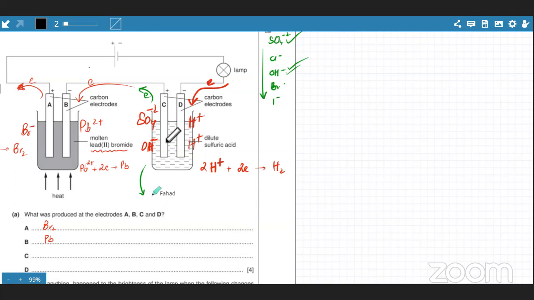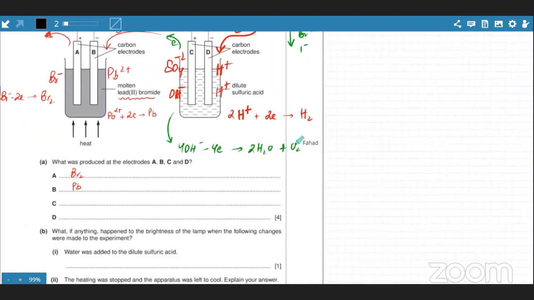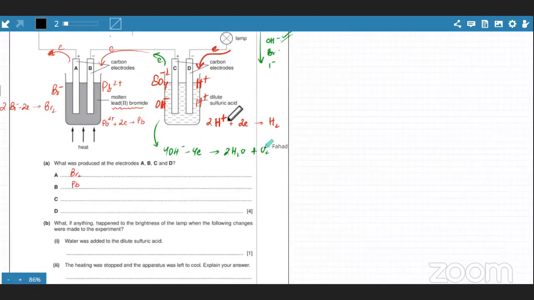And the equation for OH minus 1 has to be remembered as well, because when OH minus 1 loses electrons, it decomposes. It ends up losing 4 electrons, forming a water molecule and an oxygen molecule. So this reaction has to be remembered as well. So at D, hydrogen gas is produced, so I'm going to write that down. And at C, oxygen gas is going to be produced.